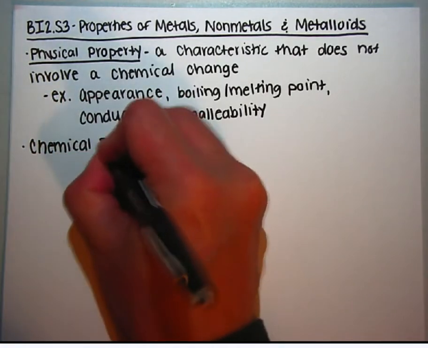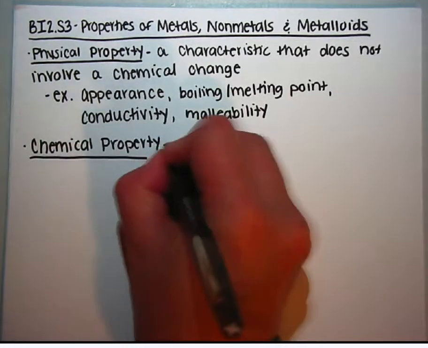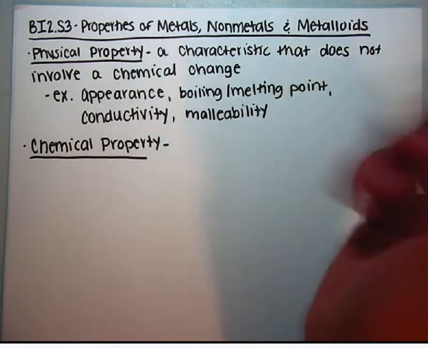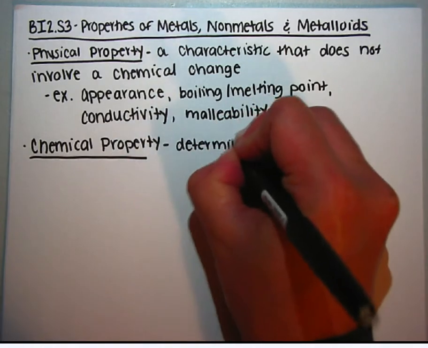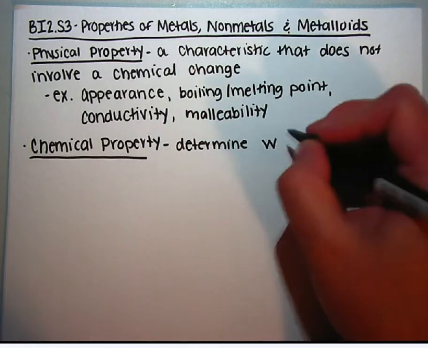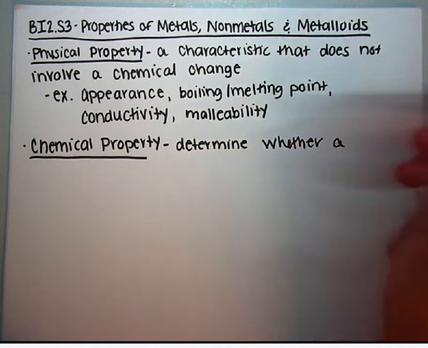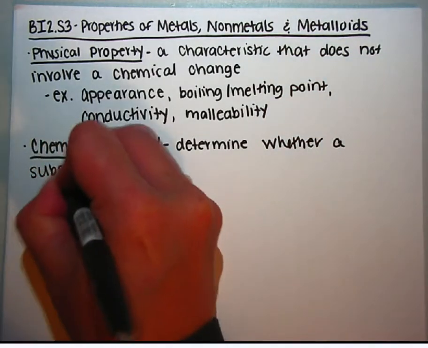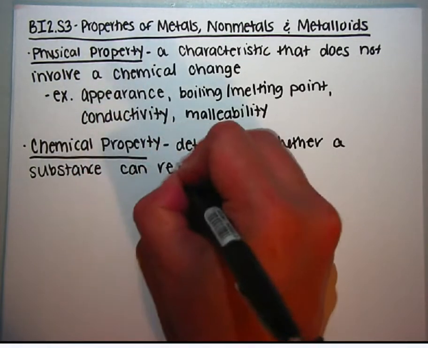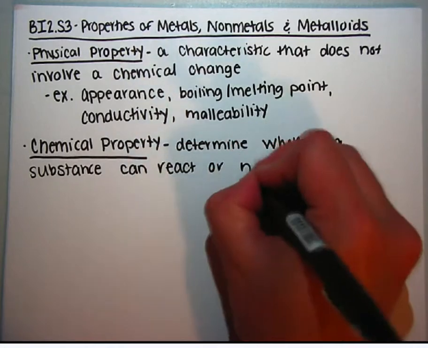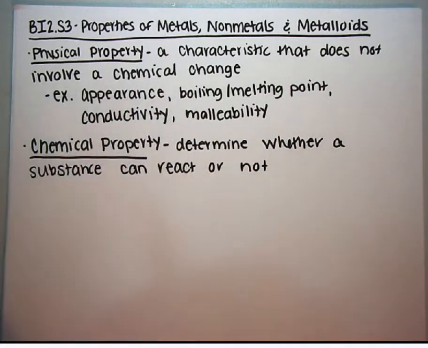We also have things that are called chemical properties. A chemical property is going to have a chemical change. A chemical property will determine whether a substance can react or not. Or we can say a chemical property is a characteristic that does involve a chemical change.